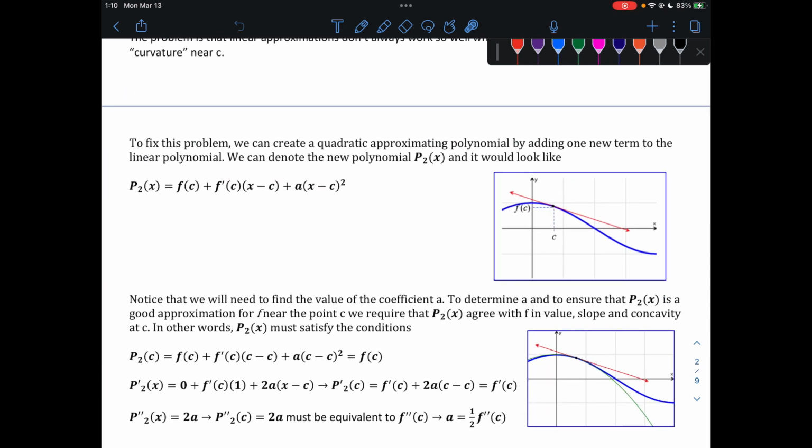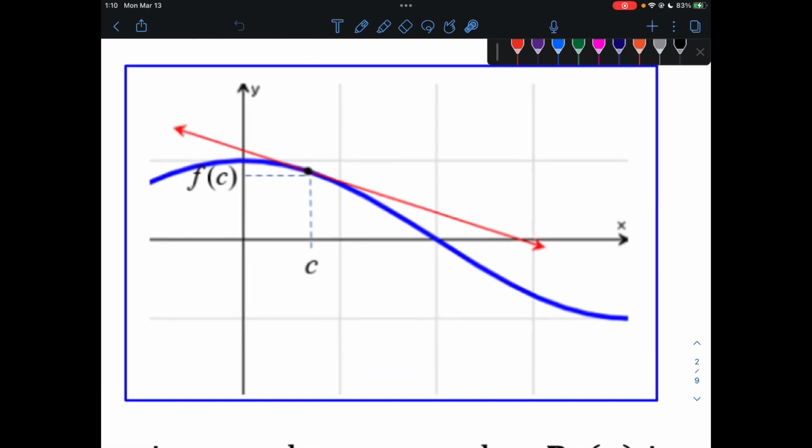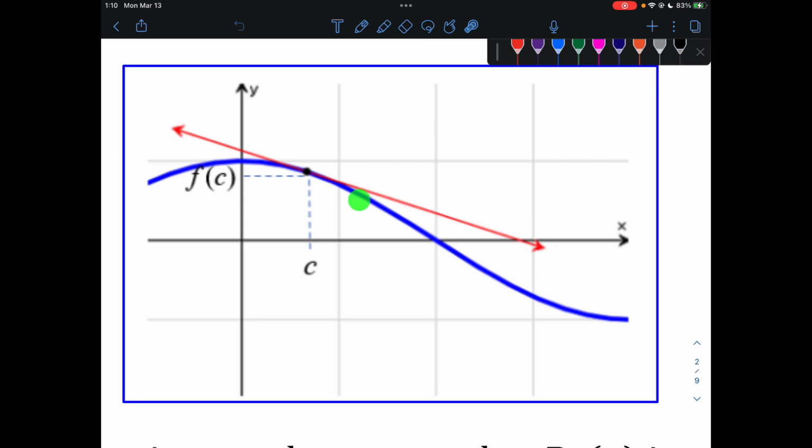Take a look at this graph here. If I wanted to find an estimate for this point right here, that's pretty close to the tangent line, so that's going to be a pretty good estimate. What if I want to find the estimate for this point right here? That's pretty far away, and that estimate's not going to be very good.